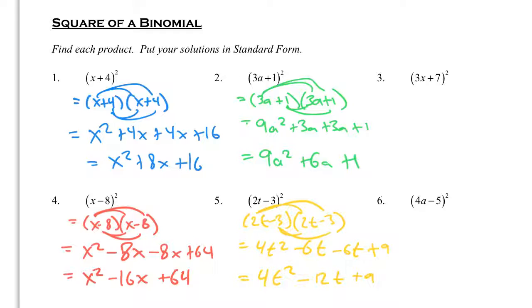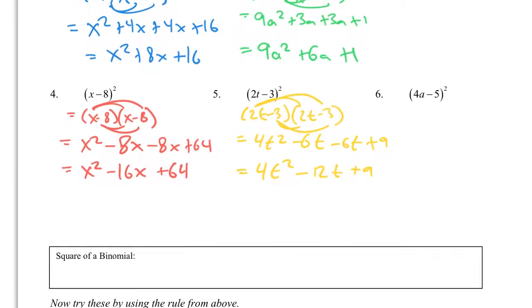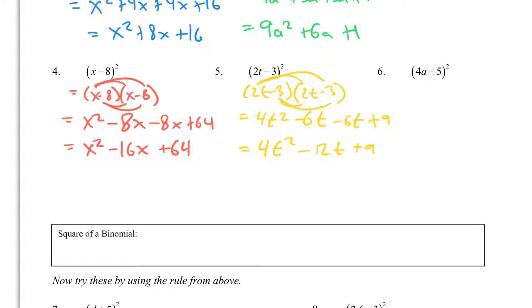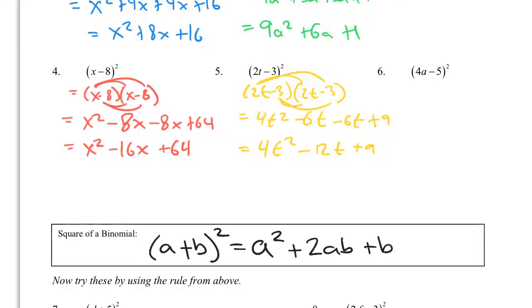So we actually get a little pattern here, and we're going to fill this into the box. Square of a binomial. So if I have a plus b squared, the result is a squared plus 2ab plus b squared. We could also do the same with minus. a minus b quantity squared would equal a squared minus 2ab plus b squared.